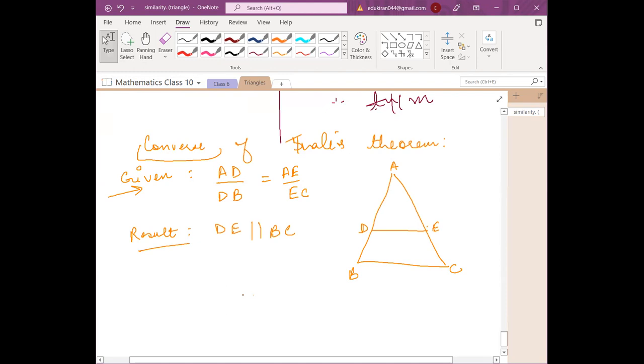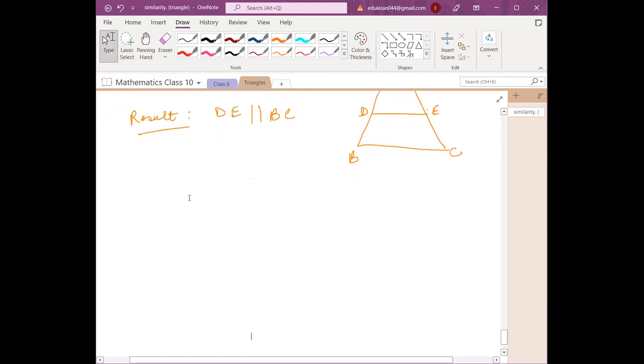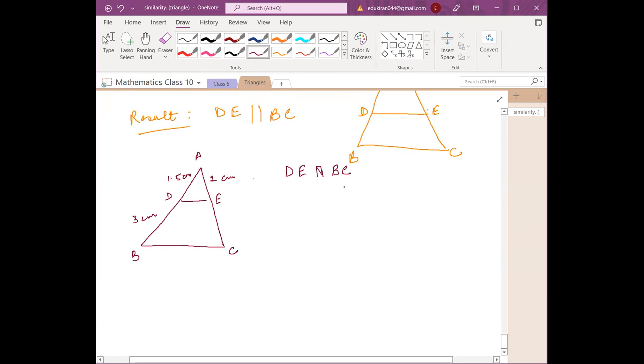6.2, please look at exercise 6.2. So in the figure, I'm drawing the first one. It's something like this, and then there's a line DE. And this is ABC. Some lengths are given: 3 centimeter, 1.5 centimeter, and 1 centimeter. It is given that DE is parallel to BC. Clear? Find EC. EC you have to find.